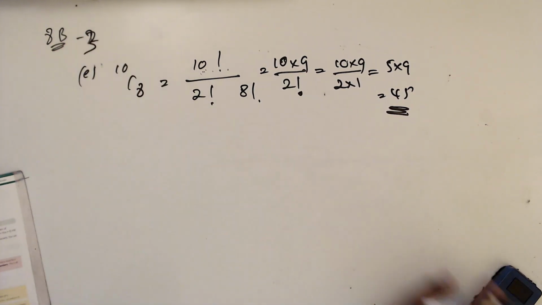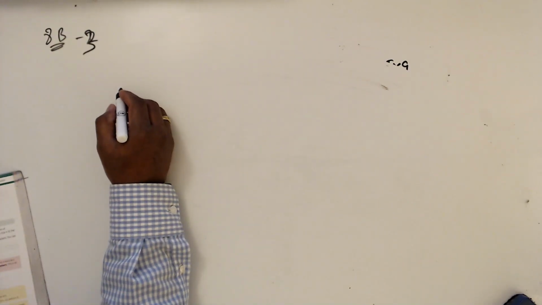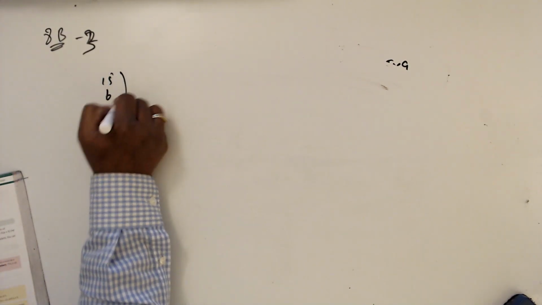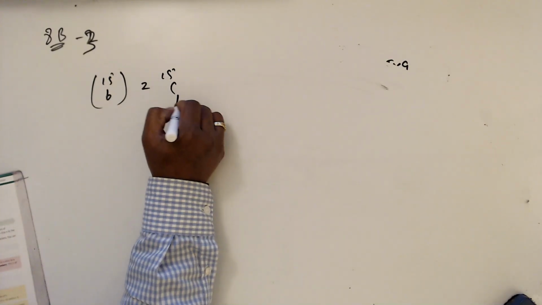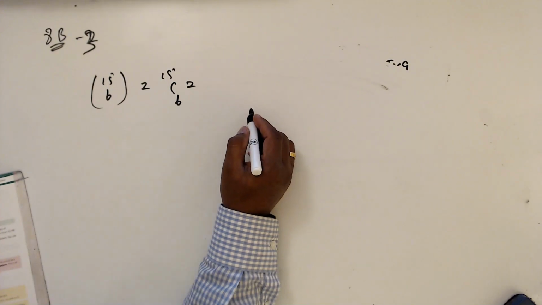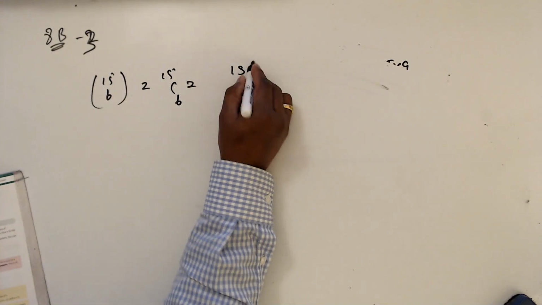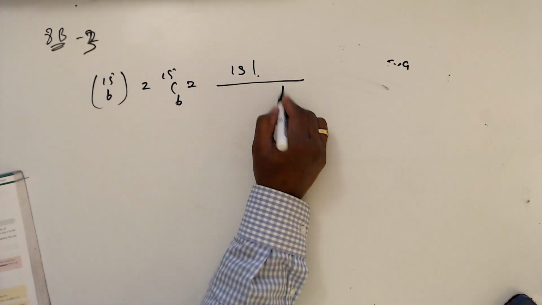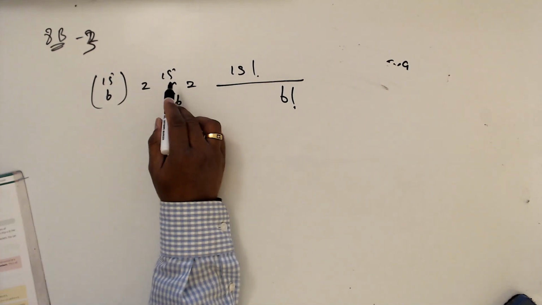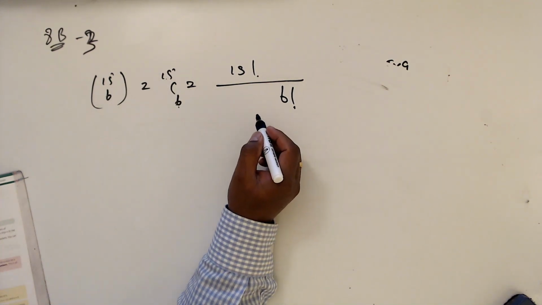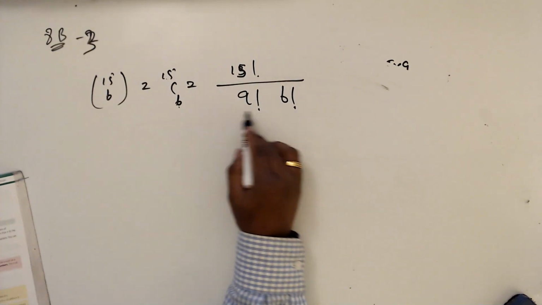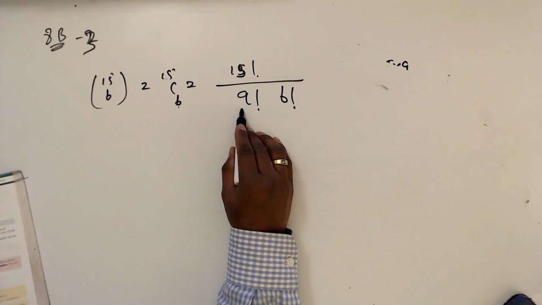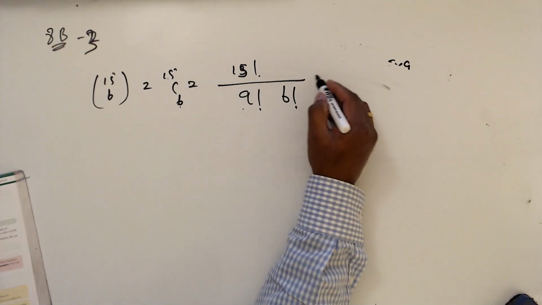Question number 3 now. 15C6. We have to use the calculator for this one, but still I'm going to work with the factorials. This is factorial 15 over factorial 6. And what is the difference between 15 minus 6? 9. Now which one is the biggest? 9. We'll cancel out with this one, 9.